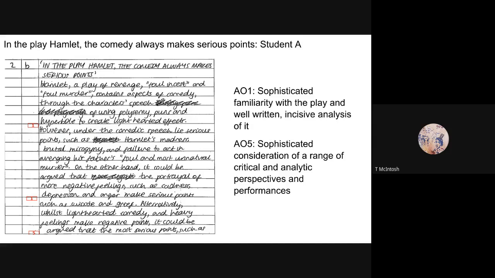Hamlet, a play of revenge, foul incest, and foul murder, contains aspects of comedy through the character's speech, using polysemy, puns, and hyperbole to create light-hearted effects. However, under the comedic speech lie serious points, such as Hamlet's madness, brutal misogyny, and failure to act in avenging his father's foul and most unnatural murder. On the other hand, it could be argued that the portrayal of more negative feelings, such as sadness, depression, and anger, makes serious points, such as suicide and grief.